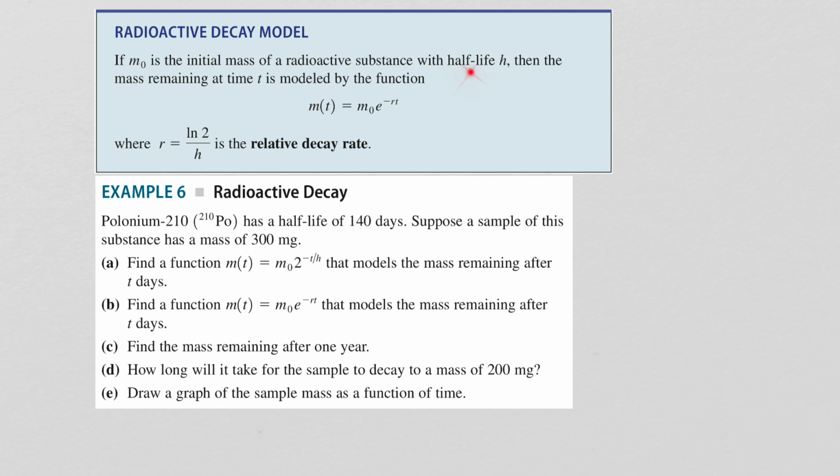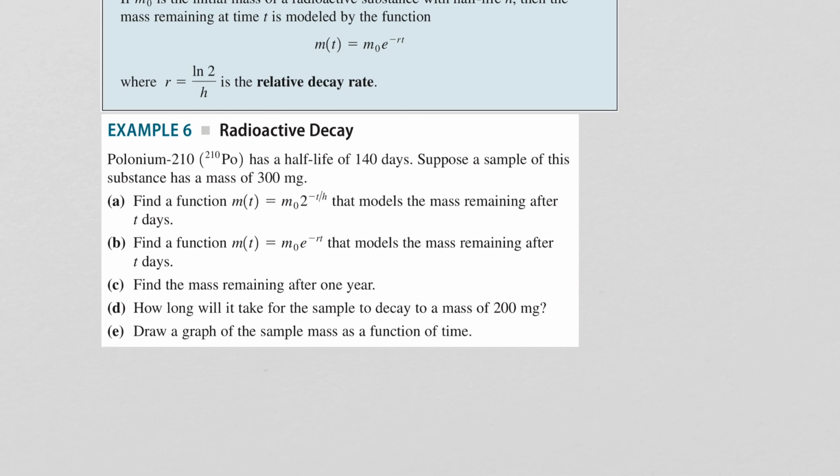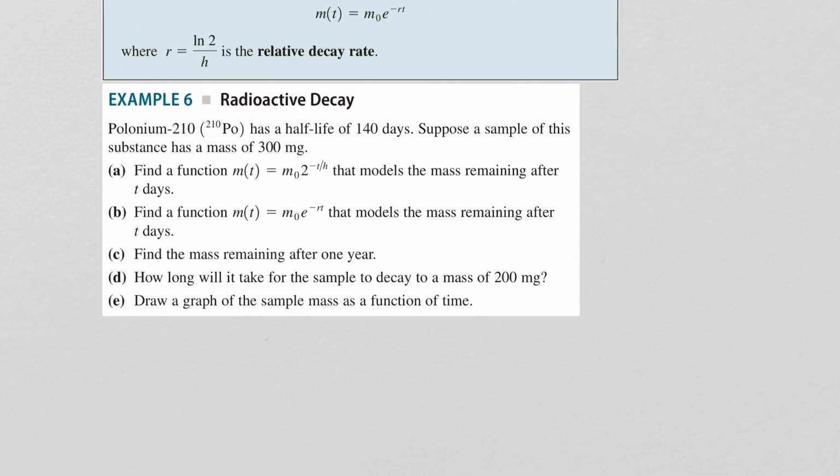Now let's talk briefly about half-life. The half-life of a substance is the amount of time that it takes for half of the substance to decay. So if you start with, say, 10 pounds of a particular substance and you throw it into a field, the half-life would be the amount of time for that 10 pounds to become 5 pounds. Let's go ahead and take a look at the following example.